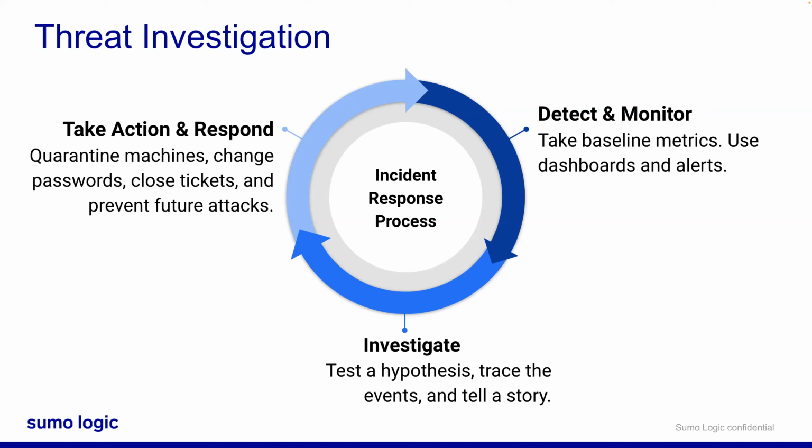As you investigate and trace events, you want to try to answer as many questions as you can about the event to tell the story, such as who was behind the event? What assets did the event affect? Where did the event occur? When did the event occur? Why did the event occur? How did the event occur? And then finally, you can start to take action to resolve these issues.